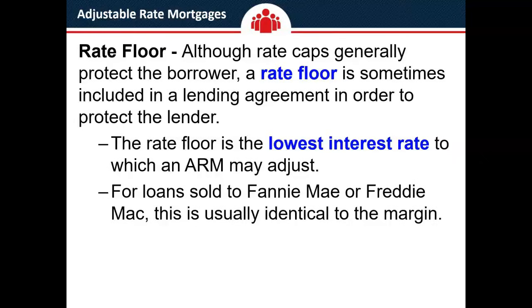For loans that are sold to Fannie and Freddie, it's usually the same as the margin, meaning it can't go any lower than what the margin is. That way, they're making at least some type of profit. So you want to know the cap, the highest it can go. You want to know the periodic cap, the most it can go each time it's scheduled to adjust. But you also want to know the floor. What's the lowest your rate can ever be?